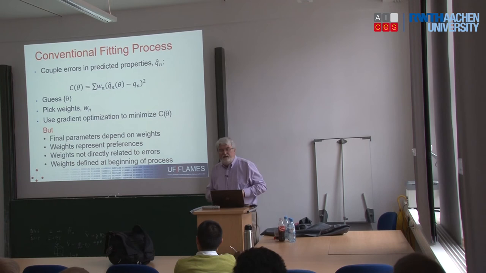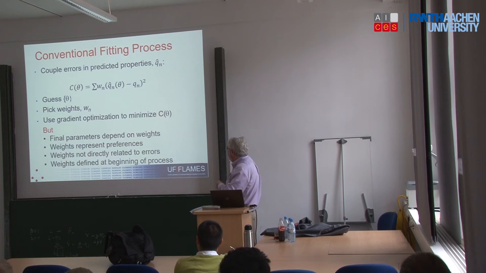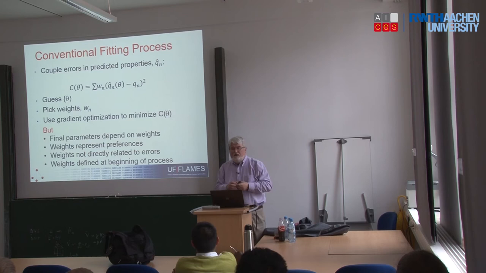Okay, and you have some potential which you can then assess. Is that good enough or not? So the final parameters depend on these weights. We're not quite sure what these... And these weights represent preferences, but the weights aren't really directly related to the errors. You may find that you put a high weight on something, you still have a large error on it. And the weights are defined at the beginning of the process. So what you're doing is you're putting your preferences in at the beginning of the process before you have any idea of what the parameter space looks like. None of these are good ideas.